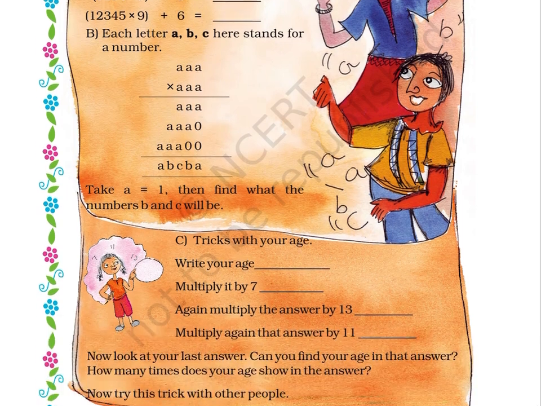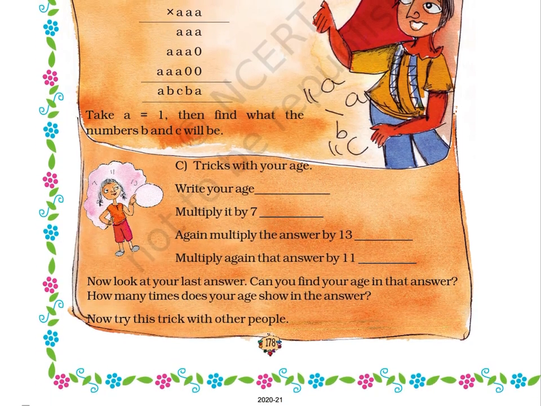C. Tricks with your age. Write your age, dash, multiply it by 7, dash. Again multiply the answer by 13, dash. Multiply again that answer by 11, dash. Now, look at your last answer. Can you find your age in that answer? How many times does your age show in the answer? Now try this trick with other people.